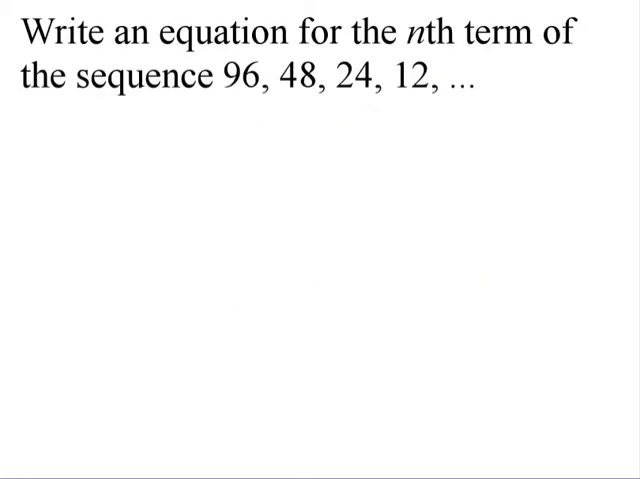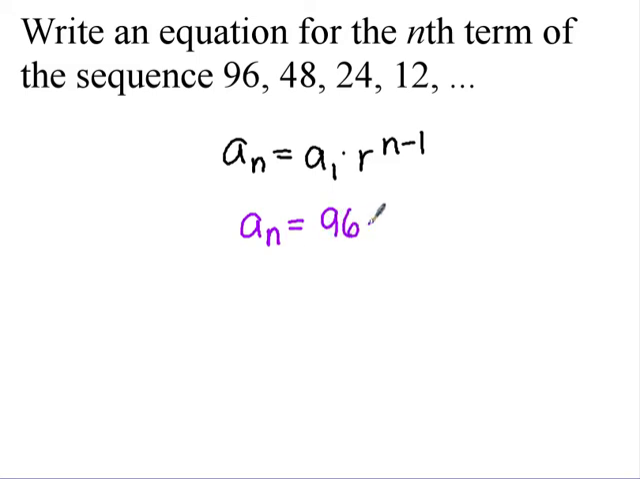All right, so let's look at another one. Write an equation for the nth term of the sequence. We're going to do the exact same thing we just got done doing. a sub n equals a sub 1 times r to the n minus 1. Now it's an equation, so what do I always know about a sub n? I just leave it alone. What's my first term? 96. Now I need to find my ratio. Remember, to find the ratio, if it's not obvious, you take the second and divide it by the first. So I take 48 divided by 96.